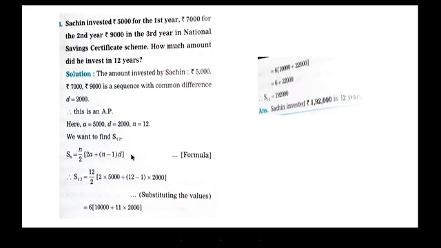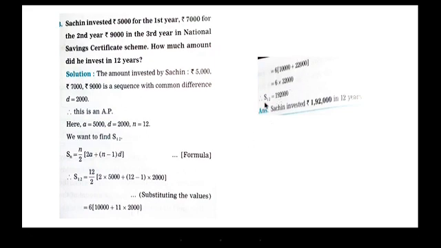So we have the formula Sn is equal to n upon 2 in the bracket 2a plus n minus 1 into d. So S12 will be 12 upon 2 in the bracket 2 into a is 5000 plus n is 12, so 12 minus 1 into d is 2000. So here we substitute the values and we solve. So 12 upon 2 will be 6. 2 into 5000 will give us 10,000. 12 minus 1 is 11 into 2000. That is 6 in the bracket 10,000 plus 11 into 2000 will give us 22,000.